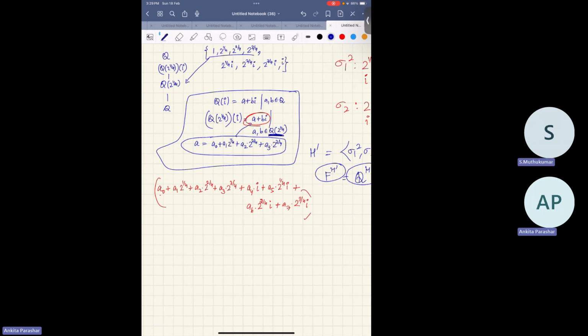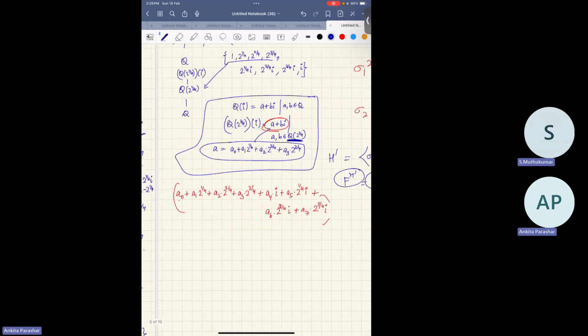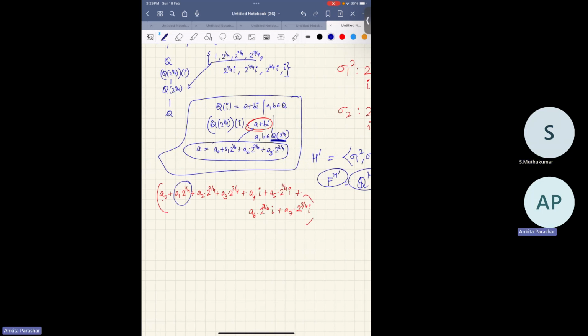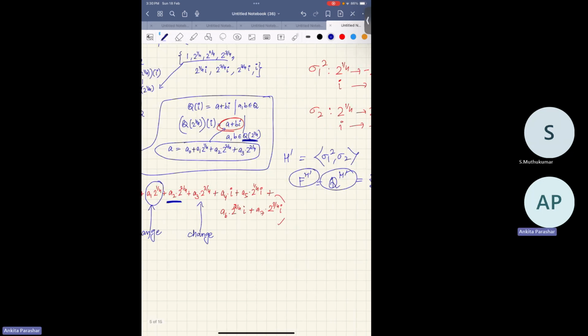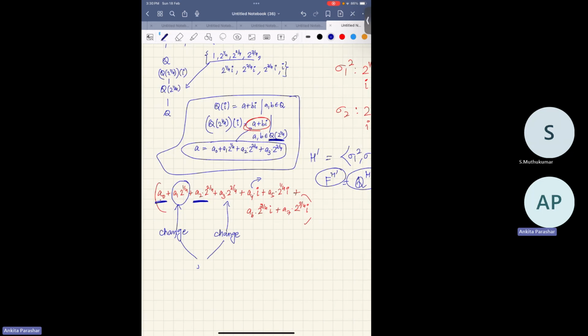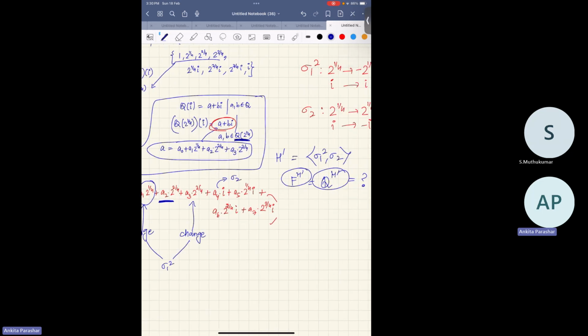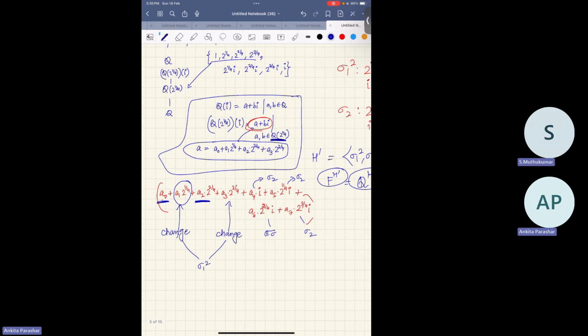Now, 2 power 1 by 4 goes to minus 2 power 1 by 4. So this has been changed. Just realize the changes. This will not change. This will change to minus 2 power 1 by 4. This will change to minus 2 power 3 by 4. This will change by sigma 2. These will be changed by sigma 1 square. This will be changed by sigma 2. This will be changed by sigma 2 again. So what is the thing that is fixed by both? Can you see that? Recognize those things.